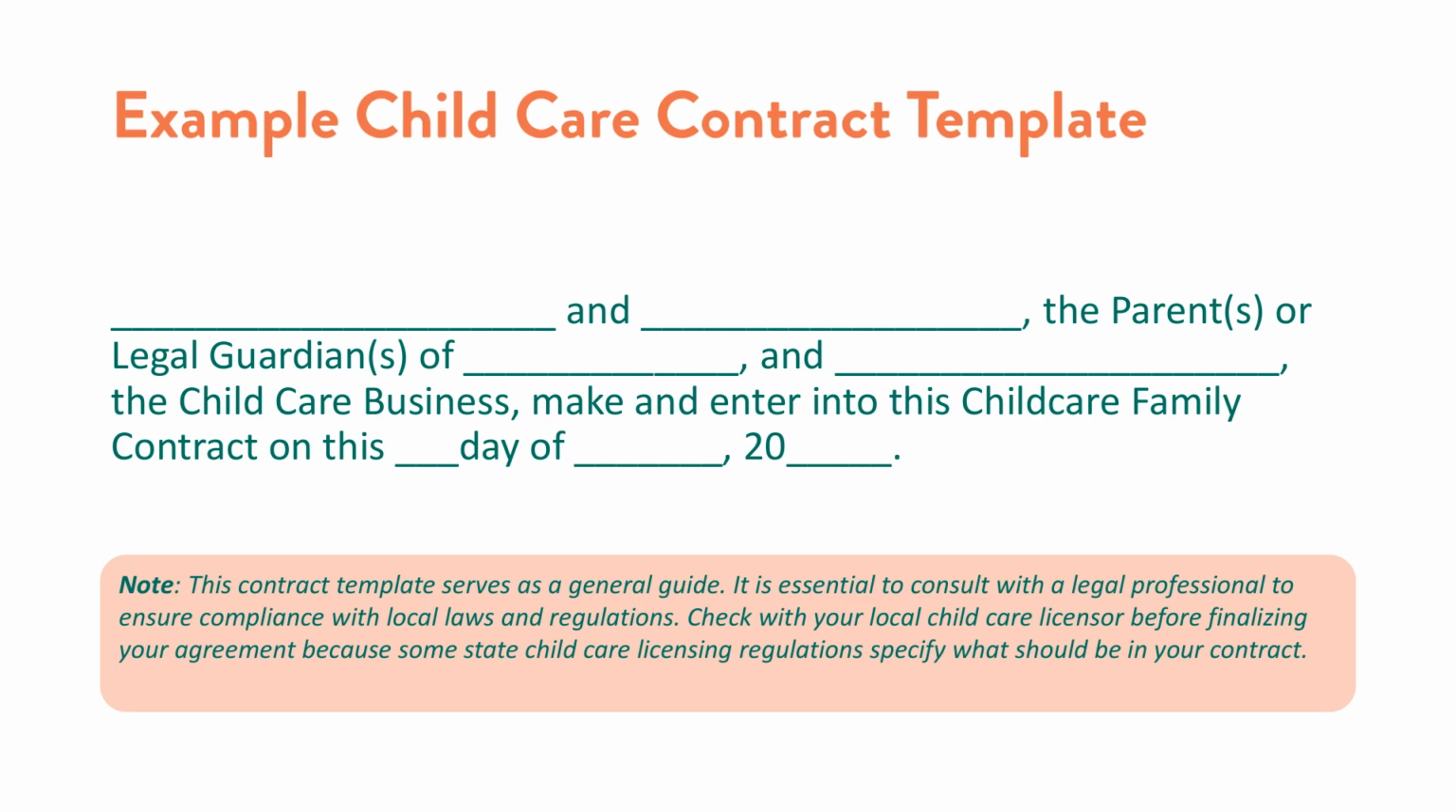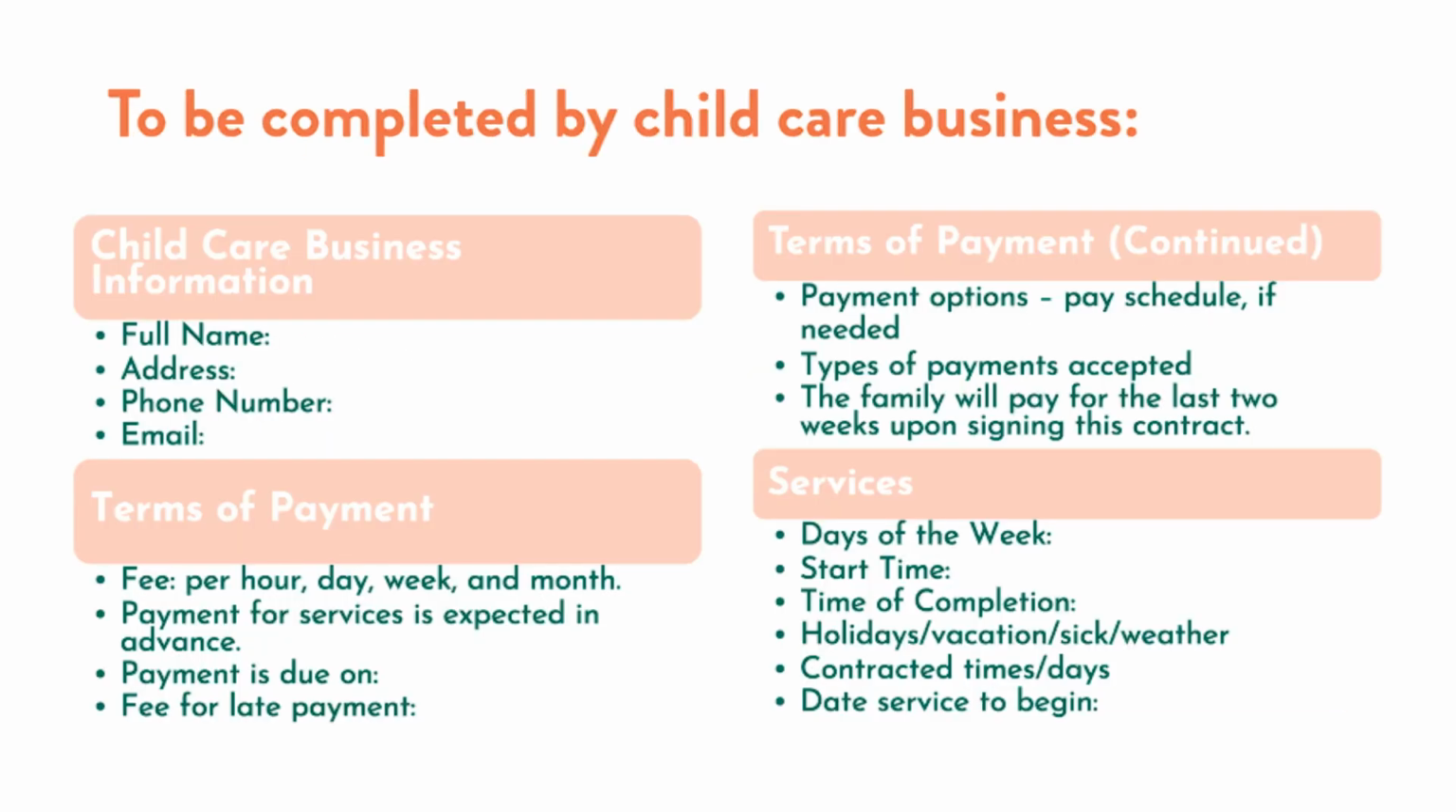Family member's name and family member's name, the parents or legal guardians of child's name, and the name of your business, the childcare business, make and enter into this childcare family contract on this date, the date of signing the contract. To be completed by childcare business: information, full name, address, phone number, email. Terms of payment: fee per hour, day, week, and month. Payment for services is expected in advance. The date the payments are due, fee for late payments, payment options, pay schedule if needed, types of payments accepted.